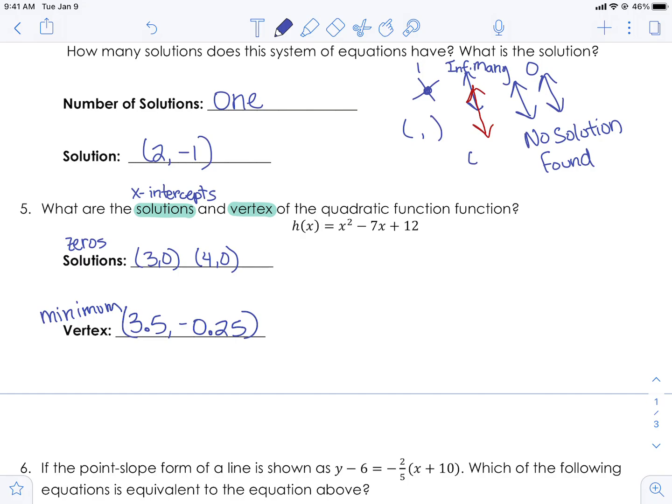Okay, if it was opening down, it would say it's a maximum. Okay, so that's really it for that. Not too bad.